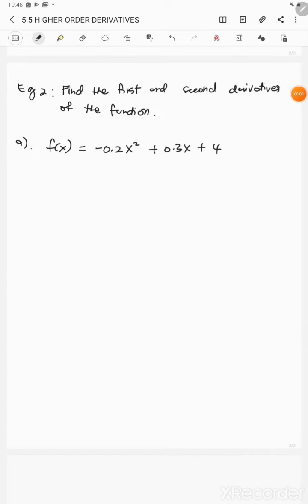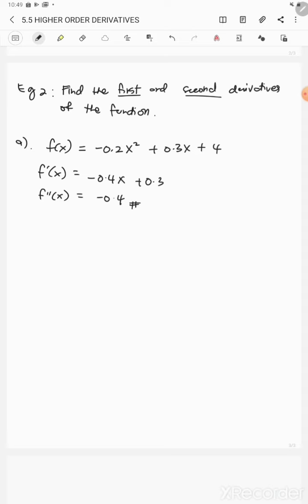Example 2, find the first and second derivatives of the function. Now we have f(x) equal to negative 0.2x squared plus 0.3x plus 4. For the first and second order derivative, this is the first order. We get negative 0.4x plus 0.3. Differentiate once again to find the second order, so we get negative 0.4. So that's all, this is how we solve.